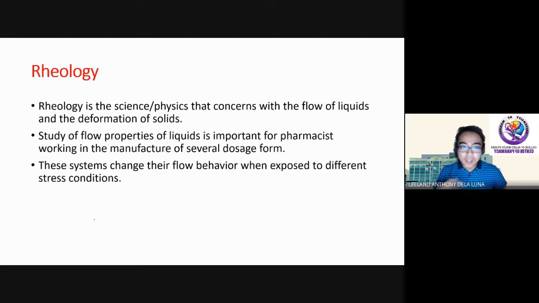So rheology, class, is basically the science and physics that concerns the flow of liquids, how liquids flow, and the deformation of solids. It's a study of the flow properties of liquids, and it's very important for pharmacists working in the manufacturing field of several dosage forms. Now, these systems can change their flow behavior when exposed to different stress conditions. Various fluids have different properties, but basically we can divide them into two kinds: the Newtonian flow and the non-Newtonian flow.